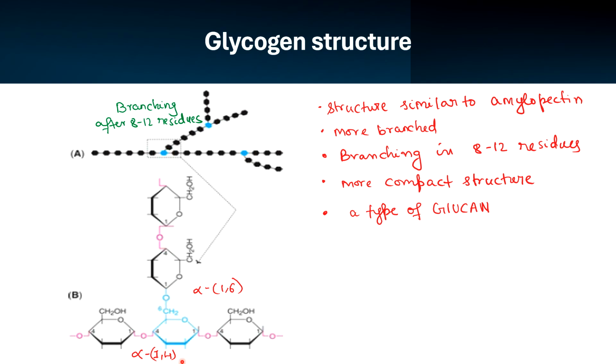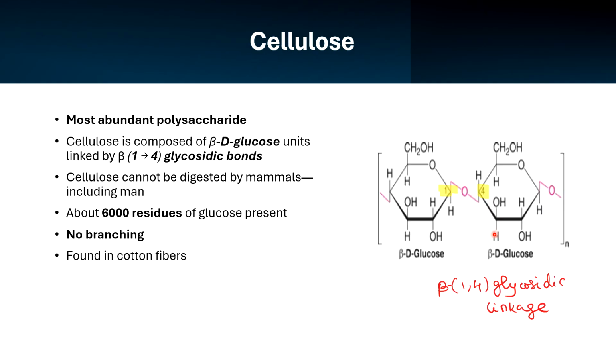Look at the bond here. C1 is making a bond with C4, and at the branch point, we have C6, which is making a bond with C1. So alpha 1,4 linkage and alpha 1,6 linkage. Again, glycogen is a type of glucan. Why? Because it is made up of glucose, which is the monomeric unit. I hope the structure of glycogen is clear now.